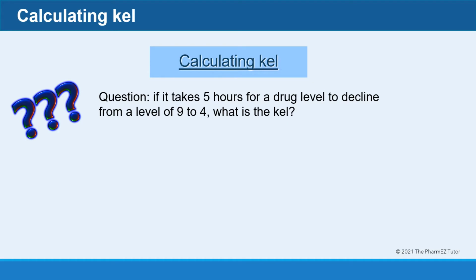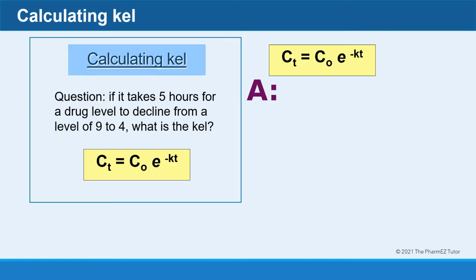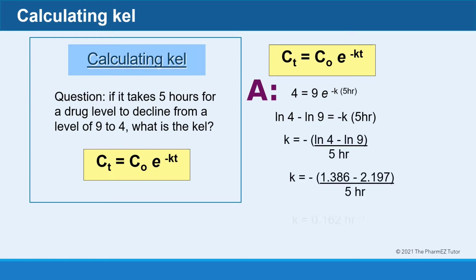Question: if it takes 5 hours for a drug level to decline from a level of 9 to 4, what is the KEL? We can use the degradation equation to answer this question. To find the answer, we insert 4 as the concentration after a certain time, 9 as the initial concentration, and 5 hours as the time difference. We take the natural log of both sides and eventually come up with a K of 0.162 hours minus 1 as the answer.